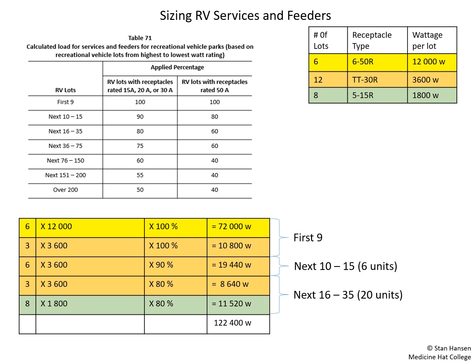Keep in mind that if this camping site had any tenting sites with receptacles, I would have to add those receptacles in at 600 watts each directly to the value that we have from Table 71. Those tenting sites are not to be included in the Table 71 calculations.